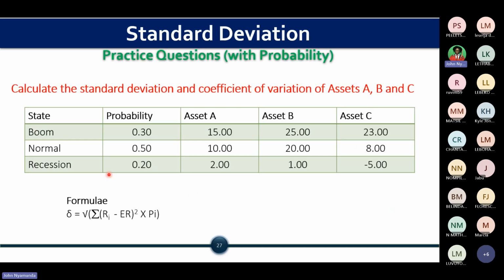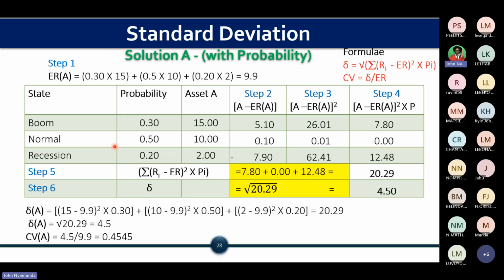Now let's do a question. I'm so done with theory. Now let's find the standard deviation of asset A. We are going to do this asset A together, and we are going to do it in a very simple way.